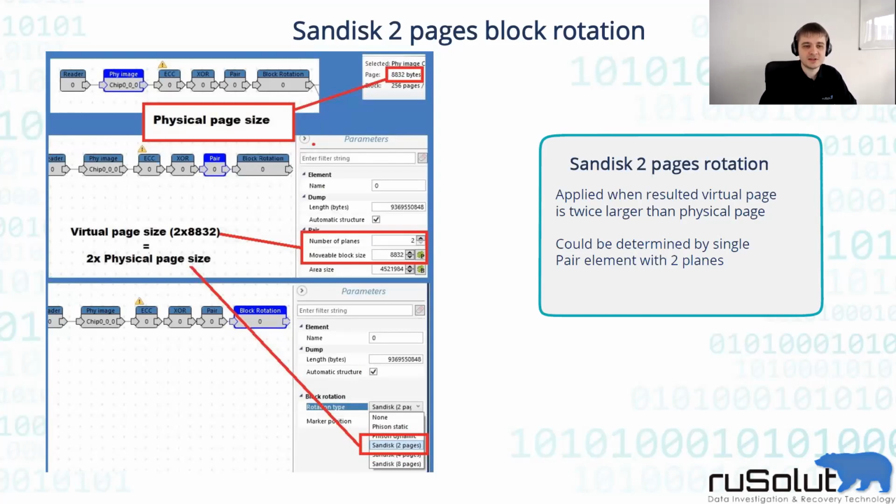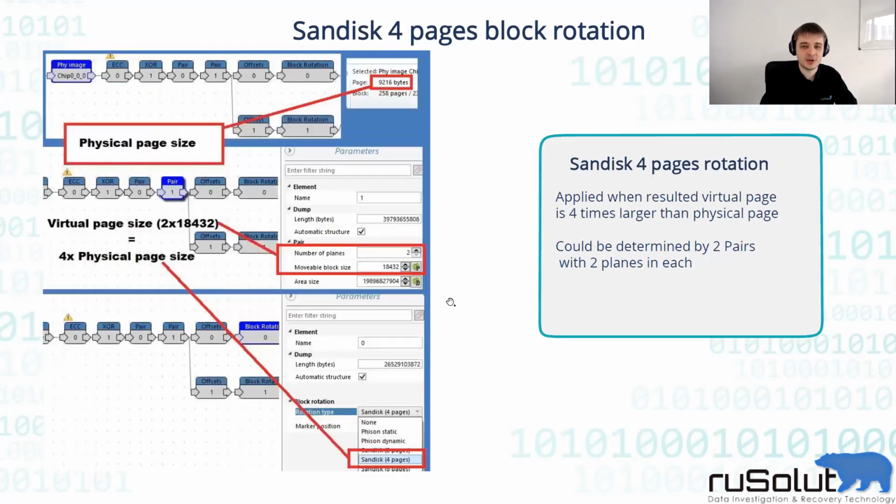On the physical level, we have in this example 8832 bytes per 1 page, but we have a single pair element with a number of planes too. This element will increase the virtual page size twice, so the resulting page size will be twice bigger. And in this case, for this exact example, we should use Sandisk 2 pages rotation to eliminate the rotation applied by this controller.